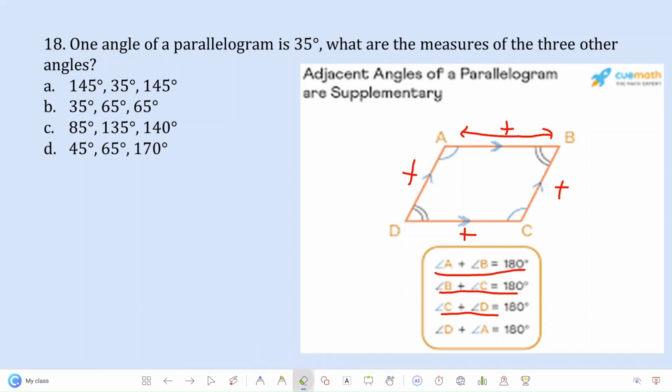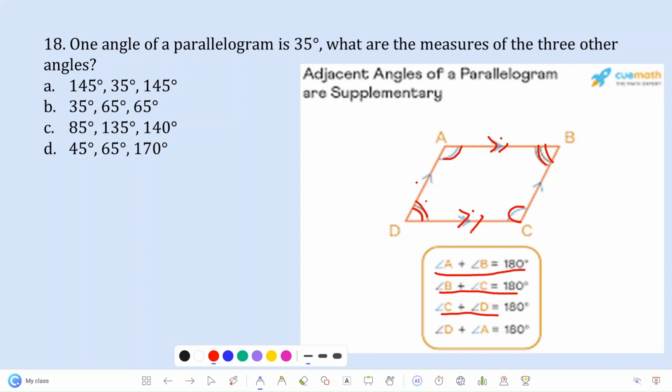Ngayon, may isa pa pong property ang parallelogram. Isa pang property niya ay ang magkaharap na mga angles are equal or are congruent. So dito, D must be equal to B at ang A must be equal to C. Okay? Maliban po doon, meron pang dalawa, i-discuss na lang natin. Meron siyang dalawang parallel sides ang parallelogram. So dito, mag-stick tayo sa angles niya.